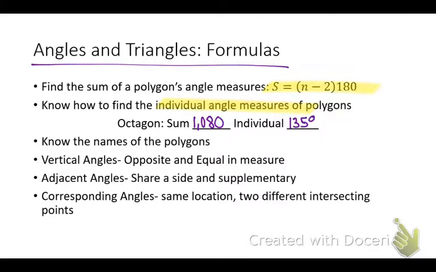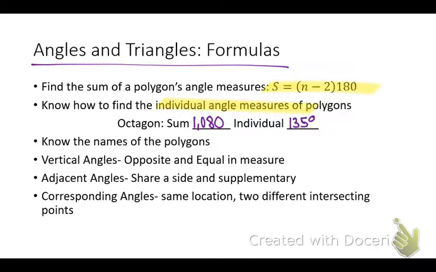All right? You divide by 8 to find 1. Okay? That's a question on your midterm. What is the individual angle measure of a regular, in this case, octagon or a regular hexagon? Are you going to know how to solve it?